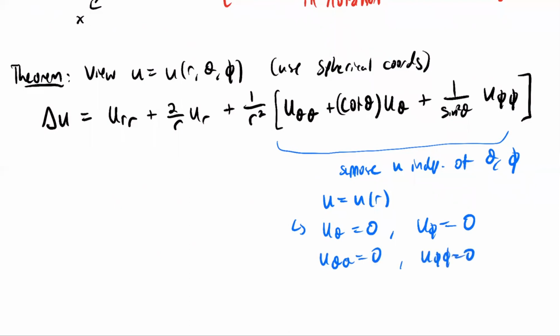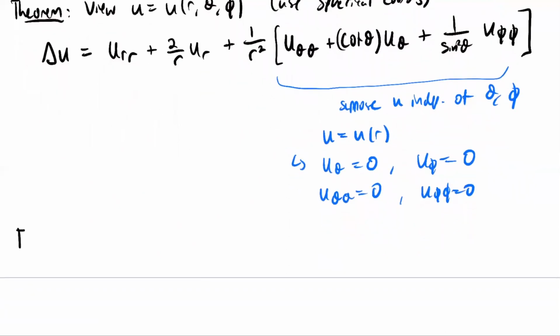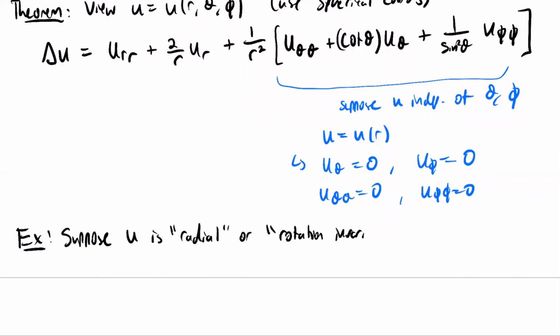So for this special class of functions, which only depend on the radius parameter, this term vanishes and the Laplacian acts very nicely on these functions. It's a lot easier to calculate the action of the Laplacian. Let's do this in detail. So suppose u is radial, or rotation invariant, in the sense that u equals just a function of r. In particular, it's a one variable function of just the radius.